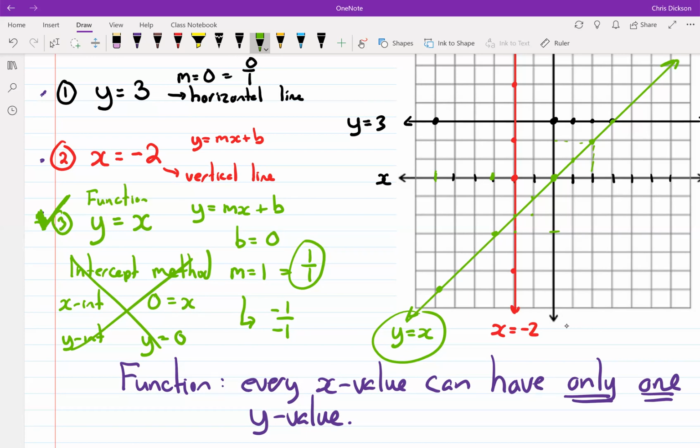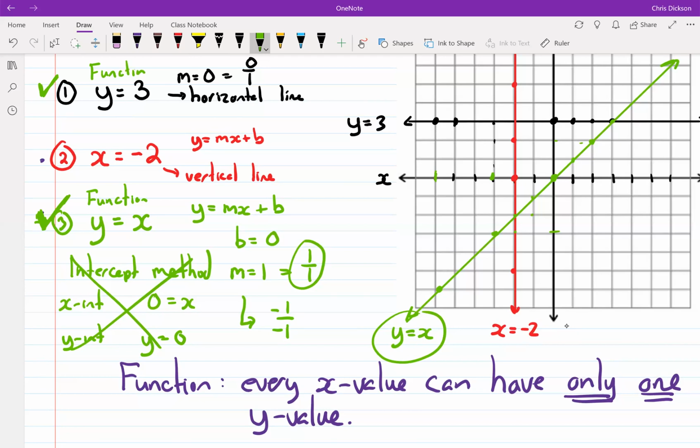Okay, what about the black graph? Let's take a look. Well, the black graph, this x value has a y value of 3. So that's okay. This is a different x value right here. That has the same value of 3. But notice that every x value has a y value of 3, which is okay. It has one y value. So y equals 3 is a function. So those are also functions.